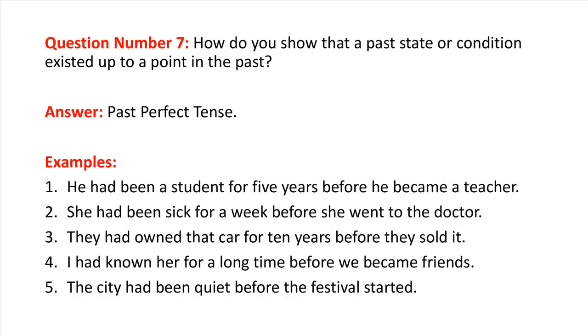Question number 7. How do you show that a past state or condition existed up to a point in the past? Answer: past perfect tense. Examples: He had been a student for 5 years before he became a teacher.